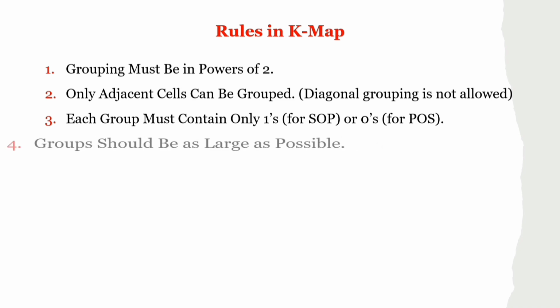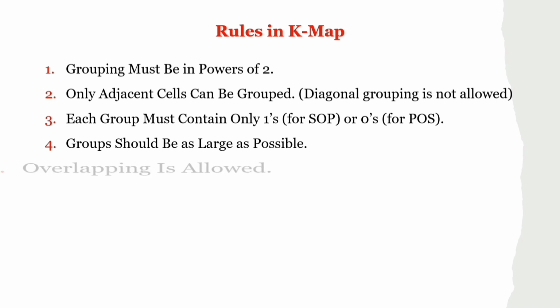Next, the fourth rule is groups should be as large as possible to get the minimum expression. This means while grouping in the K-map, we can group a single cell, a double cell, or 4 cells, and so on. But you must always concentrate on grouping the maximum number of cells at a time so that it is very easy to simplify the expression. The fifth rule is overlapping is allowed. That means a cell can belong to more than one group if needed.